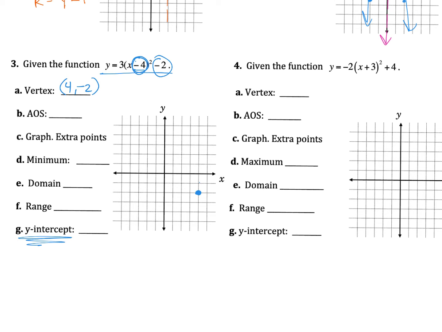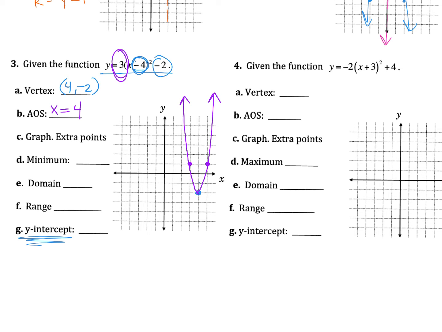X equals 4. X equals the h value. X equals 4. Don't forget the x equals. Don't forget it. Okay, so to graph the extra points, where do you move with a 3? Treat it like a slope, right? Up 3, 1, 2, 3 over 1, up 3 over 1, okay? I'm just going to graph those three for now. So your graph is going to look like this.